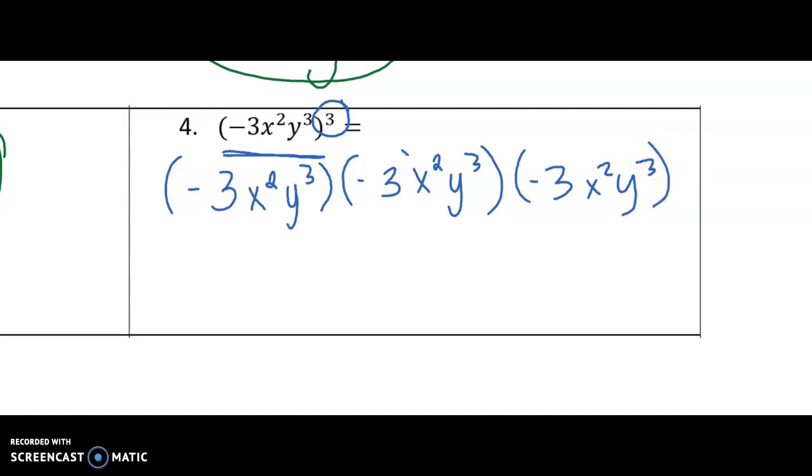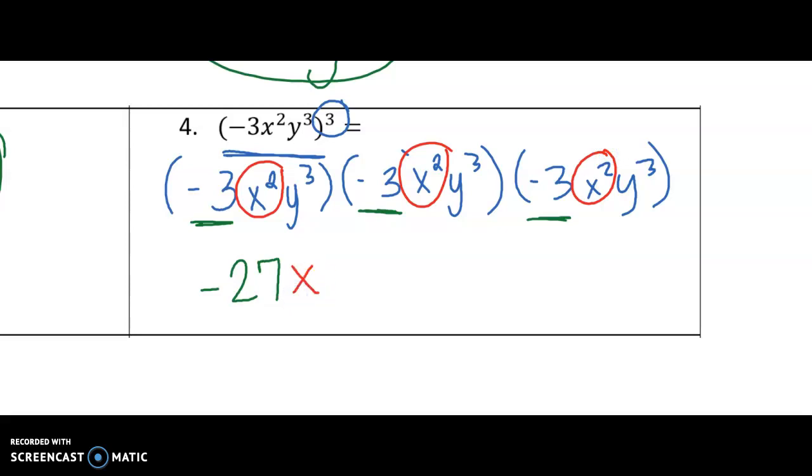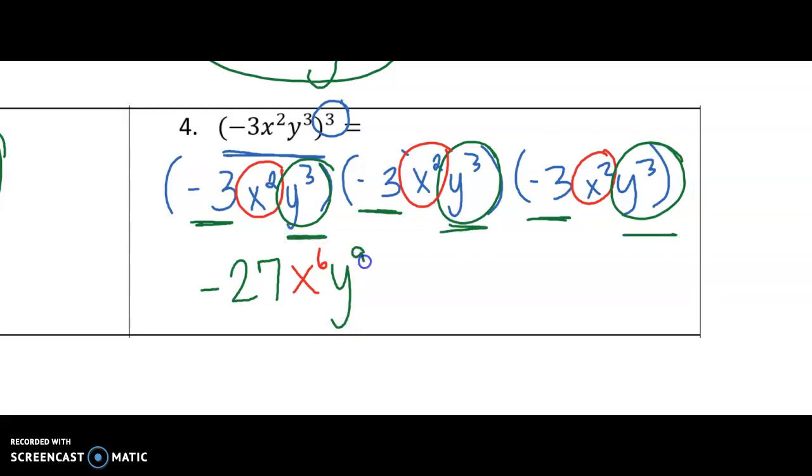And you have to be real careful again because of the negatives. I have negative 3 times negative 3 times negative 3. There's 3 negatives, so that's going to give me a negative 27. Then I have x to the 2nd times x to the 2nd times x to the 2nd. Remember, they're being multiplied, so I got to add them all together. X to the 6th. And then I have y to the 3rd, y to the 3rd, and y to the 3rd. In total, I have 3y's, 6y's, 9y's. So here's my final answer.